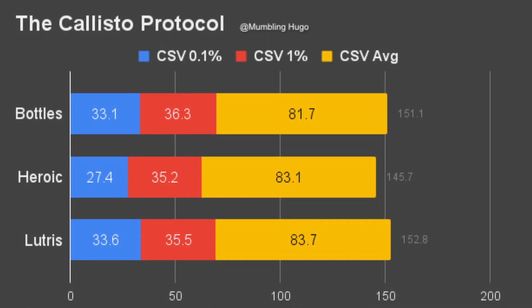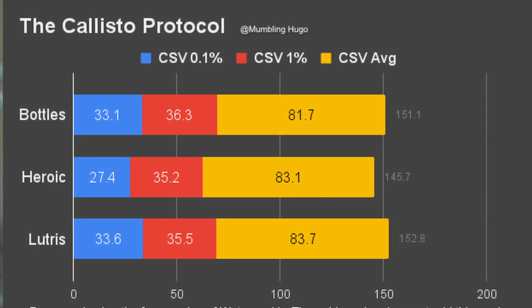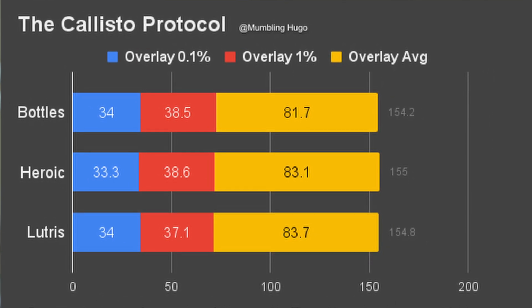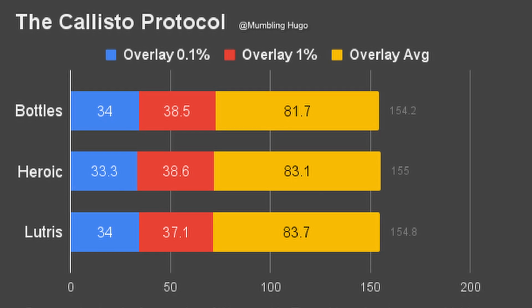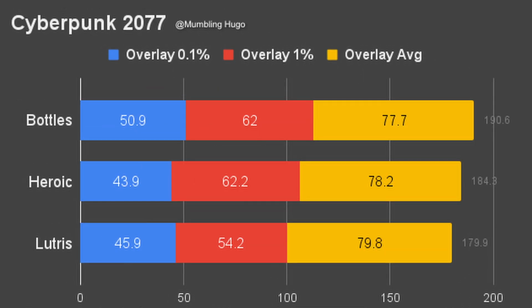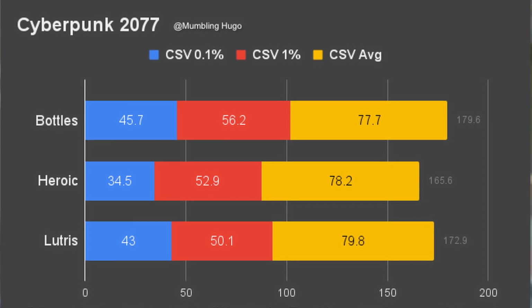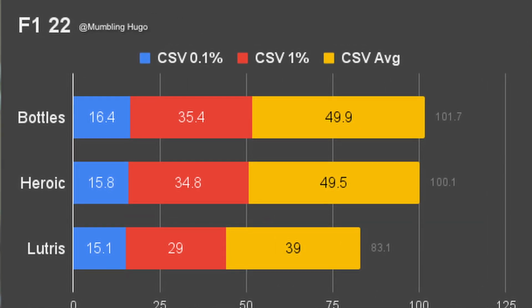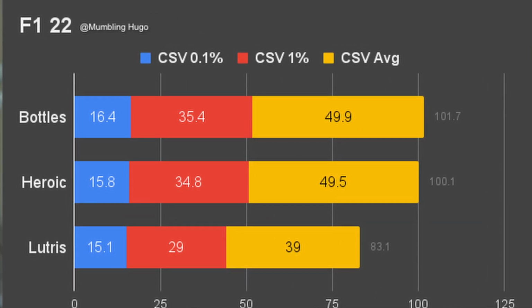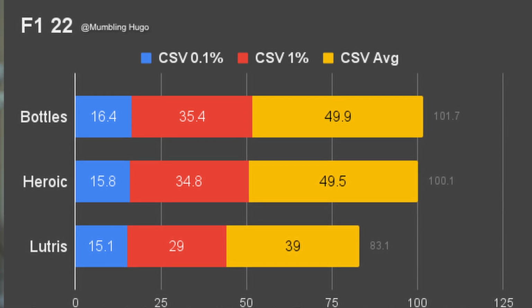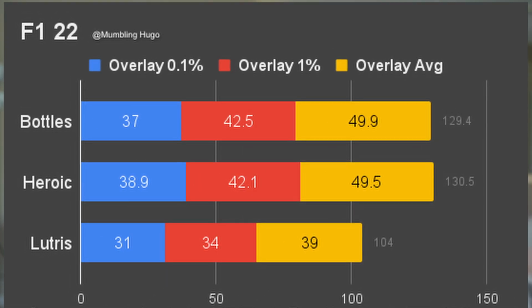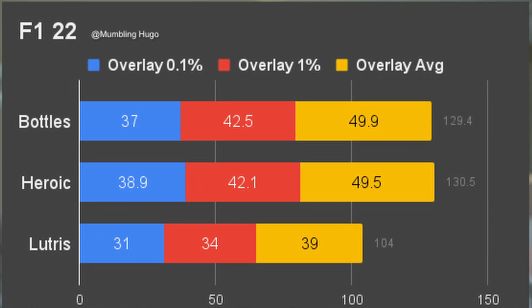The first interesting observation from my girlfriend is that even though 0.1% and 1% numbers are different between overlay and CSV, all the average numbers from MangoHUD for all the games are consistent. On F1 22, we see the same issue I mentioned above, that Lutris has poor performance on both overlay and CSV data compared to Heroic.